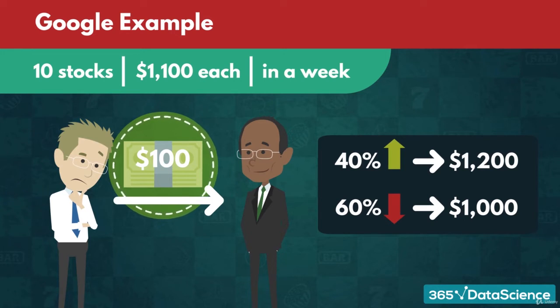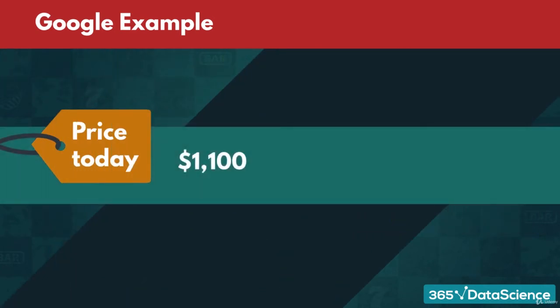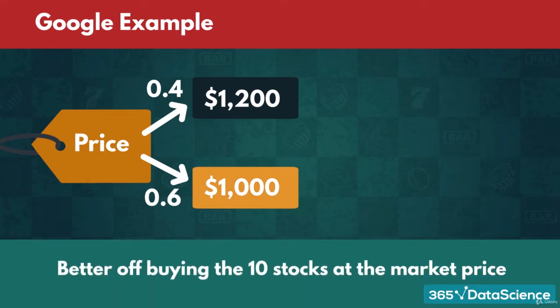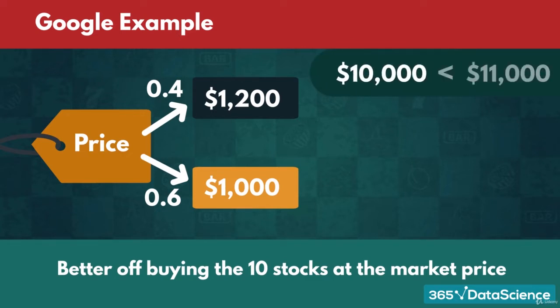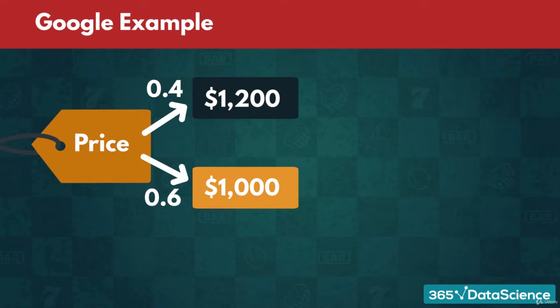Now, let's break down what happens in each of these scenarios. At the current hypothetical price of $1,100 apiece, 10 Google stocks cost $11,000. If the price falls to $1,000 a week from today, you would be better off buying the 10 stocks at the market price. That results in only paying 10 times $1,000, or $10,000, instead of $11,000. In this case, you would not exercise your right to the option.